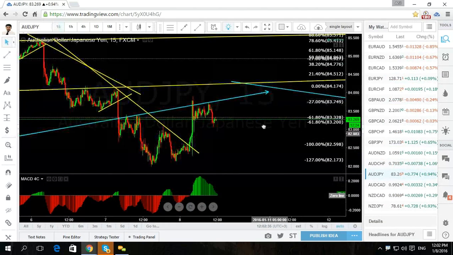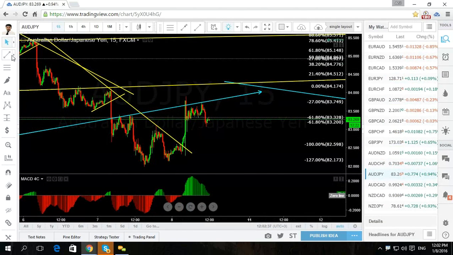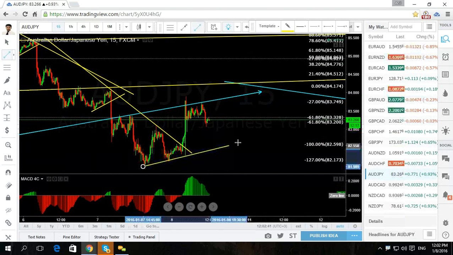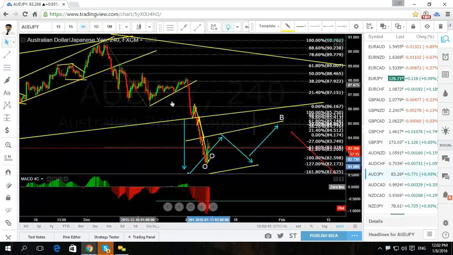Aussie Yen. Aussie Yen broke. We're going up too. Also a corrective structure to the upside. Let's look at this in a 4 hour.